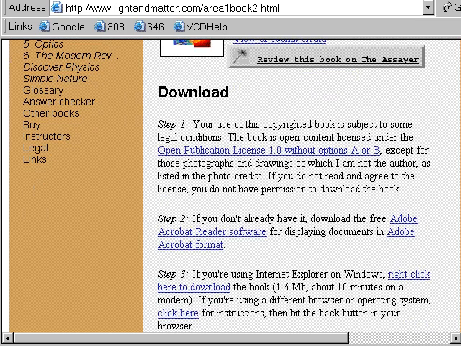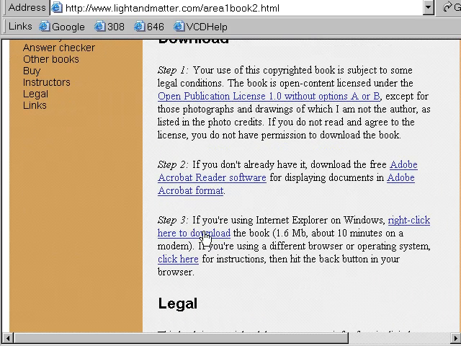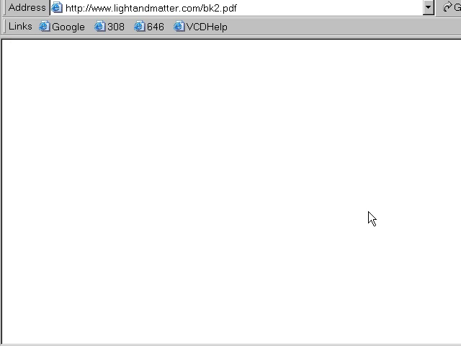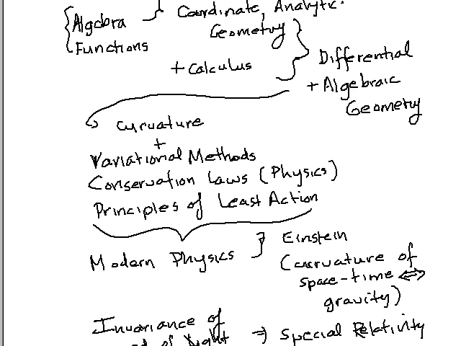Where's the download here? Yeah, here it is. If you click on download the book, it's a PDF file. It'll take just a little bit. It's about 1.8 megabytes. But it actually is nice. It's very nicely colored. While I'm waiting for it to download, I'll just finish up this discussion here.